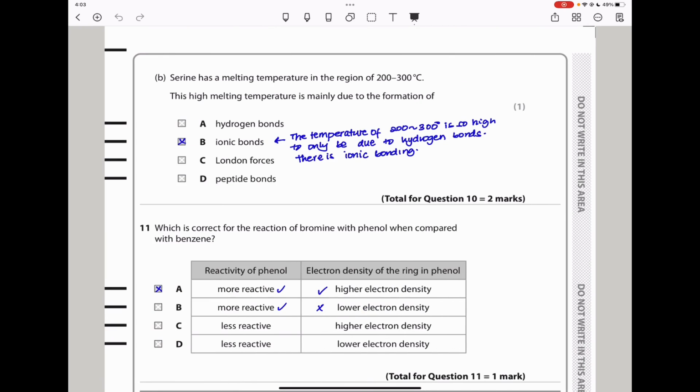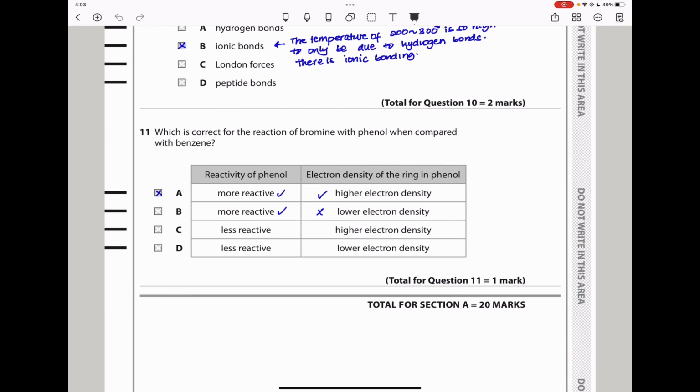Here we have, they say serine has a melting temperature in the region of 200 to 300 degrees Celsius. This high melting temperature is mainly due to the formation of... Now, this is an amino acid, and you know amino acids are simple molecules, therefore they have simple intermolecular forces of attraction. However, having a very high temperature like this, and it's a melting temperature, means there are stronger forces of attraction than the intermolecular forces. And since these are amino acids, we can assume they can have ionic bonding between them. So I say the answer should be B, because it's ionic bonds that can cause that very high melting temperature.